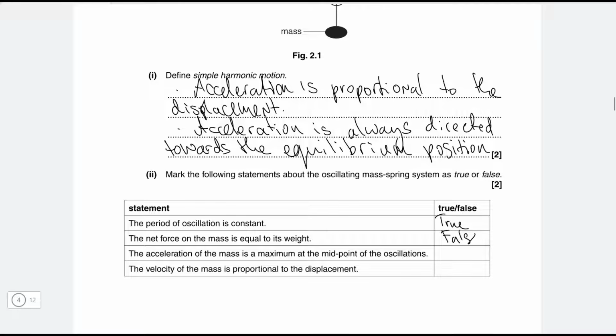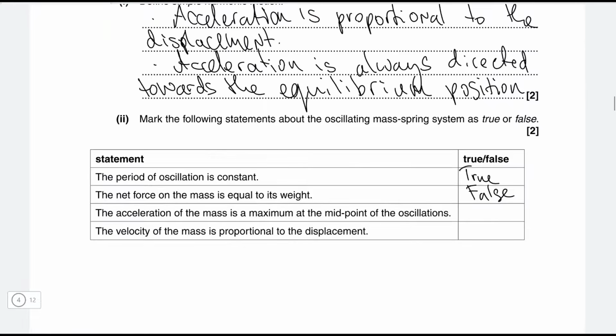to the weight. The acceleration of the mass is a maximum at the midpoint of the oscillations. Now the midpoint of the oscillations is the equilibrium, so at that point the acceleration will be a minimum. So this here is also false.